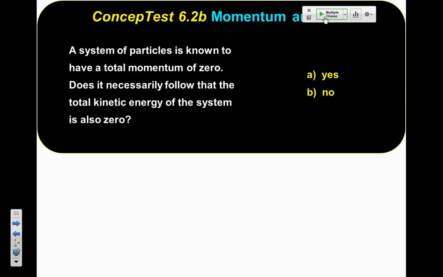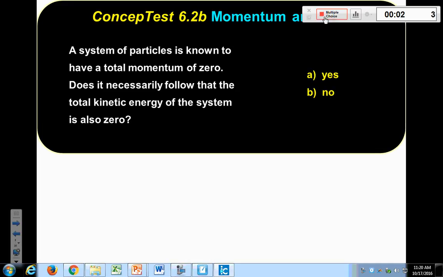Okay, a system of particles is known to have a total momentum of 0. Does it necessarily follow that the kinetic energy is also 0? So before the kinetic energy was 0, but here the momentum is 0. Does that mean that the kinetic energy is 0? When the kinetic energy was 0, it did mean that the momentum had to be 0. But is the reverse true? All right, I'm going to stop at 40. Just a couple more seconds.